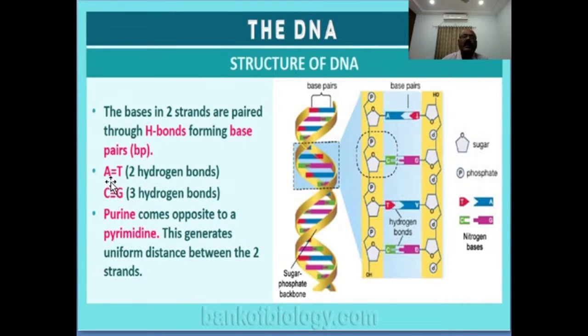So, adenine is a purine, thymine is a pyrimidine. That means a purine pairs with a pyrimidine. Cytosine is a pyrimidine, guanine is a purine. So, a pyrimidine pairs with a purine.